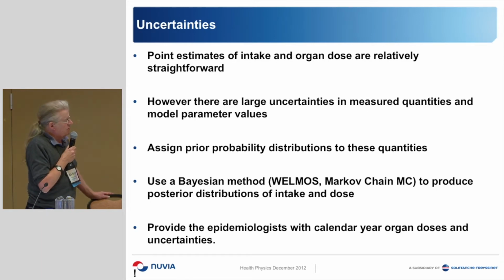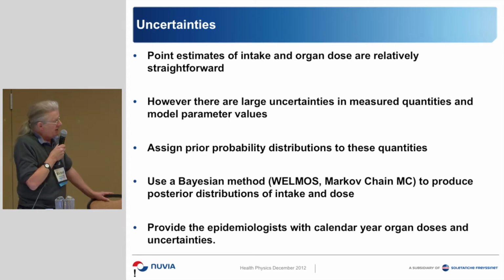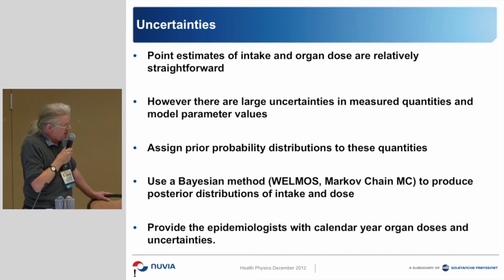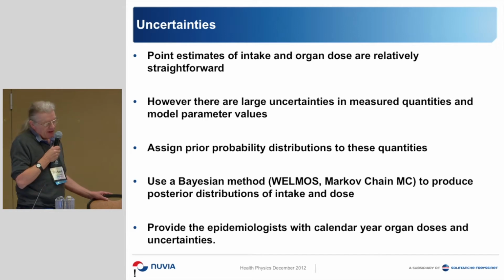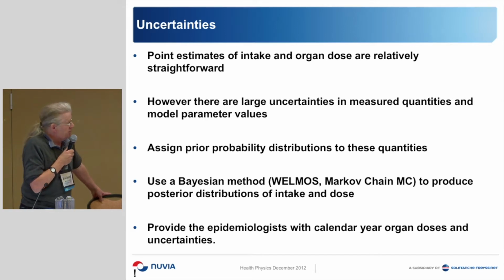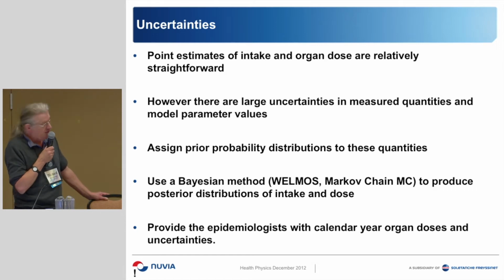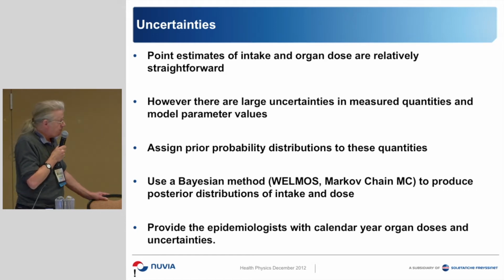In the old days, internal dosimetrists used to produce point estimates of intake and dose, and if anybody asked them for uncertainties in their dose estimates, they changed the subject and walked away. But nowadays, that's not good enough. We're supposed to produce uncertainties on these doses for the benefit of the epidemiologists.